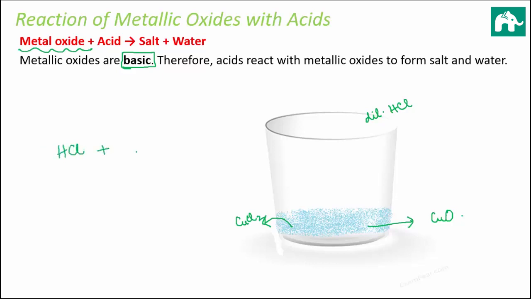When this acid reacts with copper oxide, which was black in color, it forms copper chloride, which is blue in color, and H2O is released. So as a result, you get a solution which has water, plus the color of that solution is blue due to the formation of CuCl2.